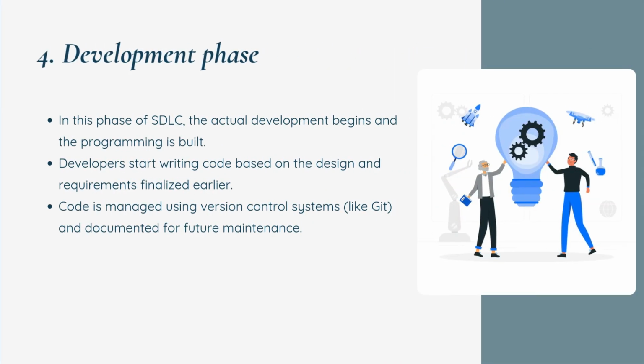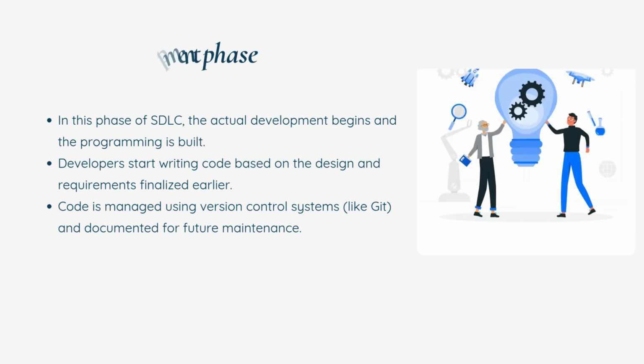The fourth phase is the development phase. In this phase of SDLC, the actual development begins and the program is built. Developers start writing code based on the design and requirements finalized earlier. Code is managed using a version control system like Git and documented for future maintenance. Developers have to follow the coding guidelines prescribed by the management, and programming tools like compilers, interpreters, debuggers, etc. are used to implement the code.